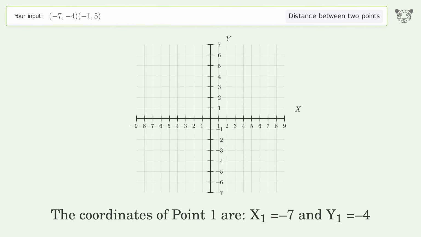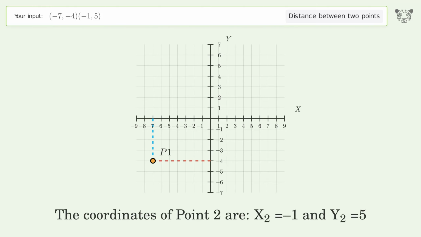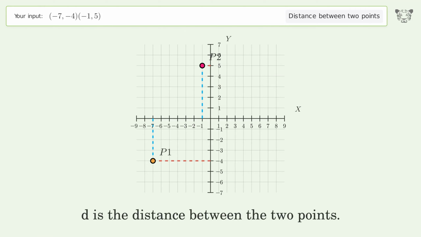The coordinates of point 1 are, x1 equals -7 and y1 equals -4. The coordinates of point 2 are, x2 equals -1 and y2 equals 5. D is the distance between the 2 points.